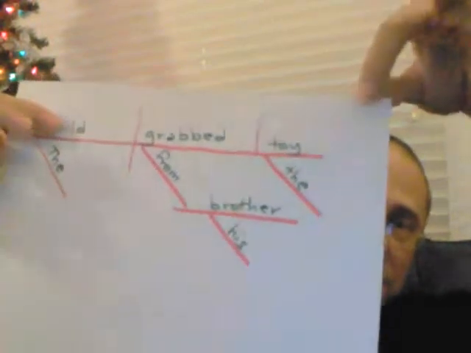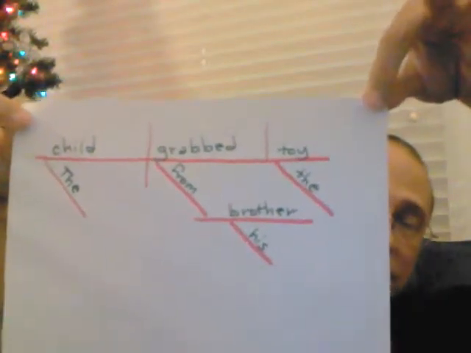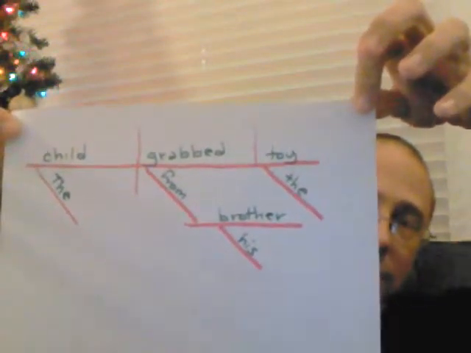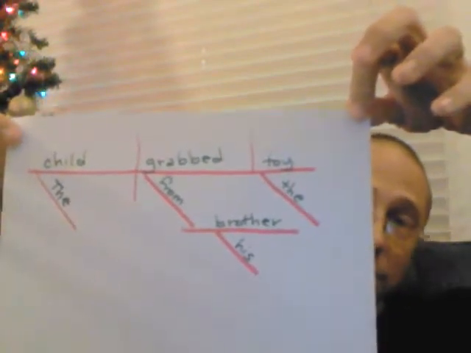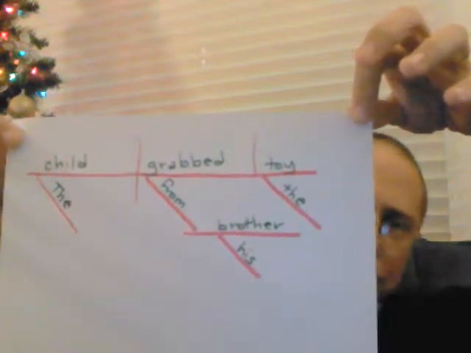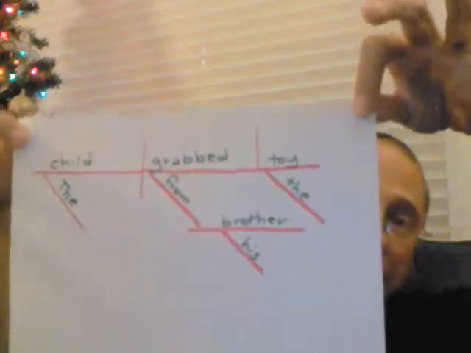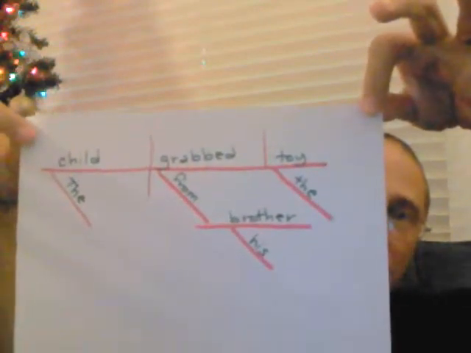When all of the parts of the sentence are placed on the diagram where they go, it would look like this. The child grabbed the toy from his brother, or the child grabbed from his brother the toy. Prepositional phrases are flexible. They can go pretty much anywhere in a sentence. Notice, please, that every word in the sentence is on the diagram.